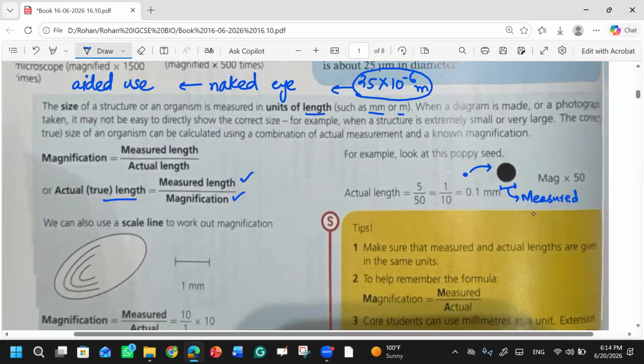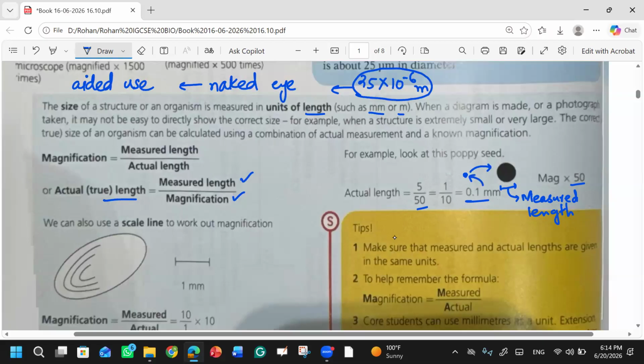In this case, what is the measured length? Can you tell me from the formula what is the measured length over here? The measured length is 5, yes, 5 millimeter. And how much have they magnified this? They have magnified by 50, so that's why 5 divided by 50. So you will get 0.1 millimeter. It means the actual size is 0.1 millimeter.